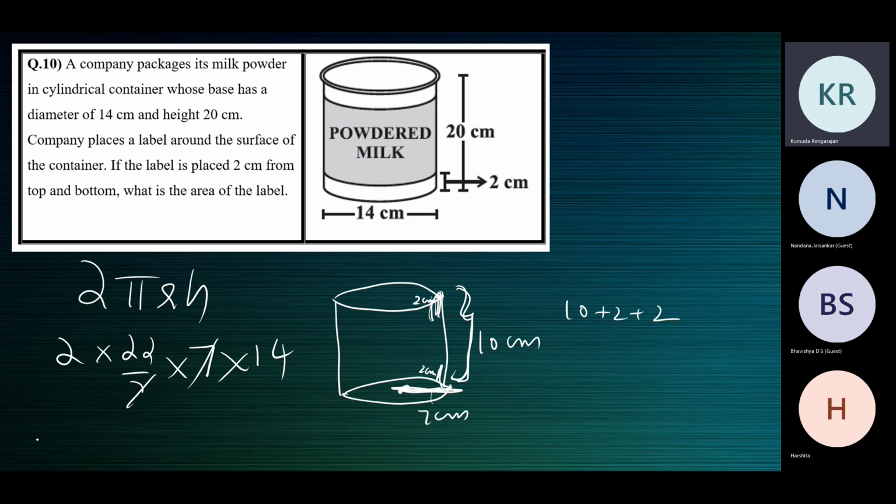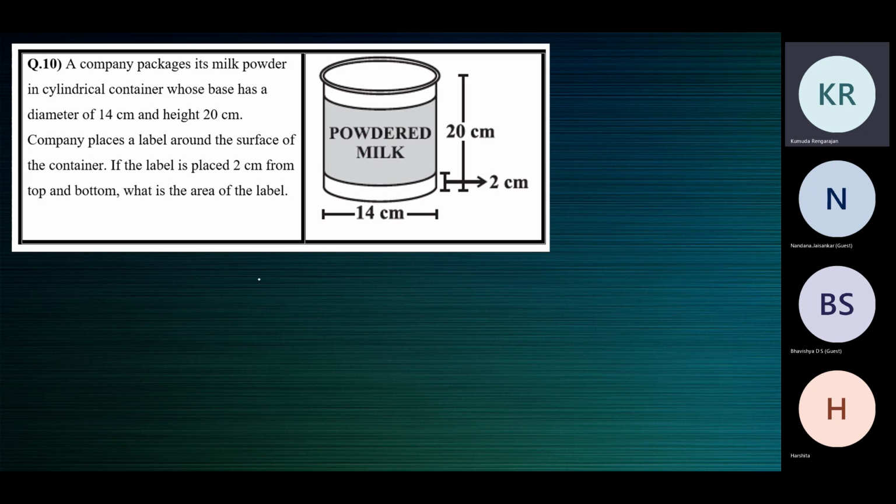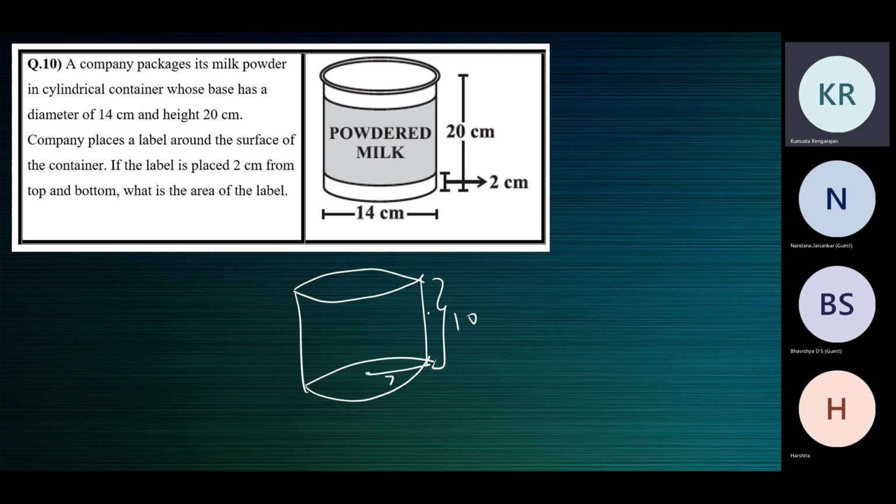So there are three cases. First case is when you're covering the CSA, like supposing radius is 7, height is 10, and you're just sticking paper along the CSA. Nothing extra. Along the CSA, you're sticking paper. So then the area of paper needed is 2 pi RH, where R is 7 and H is 10. That is 2 into 22 by 7 into R is 7 and H is 10.